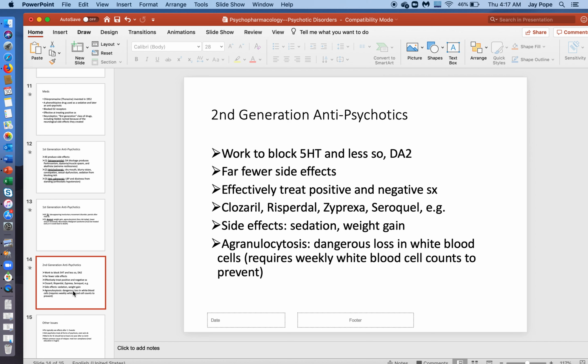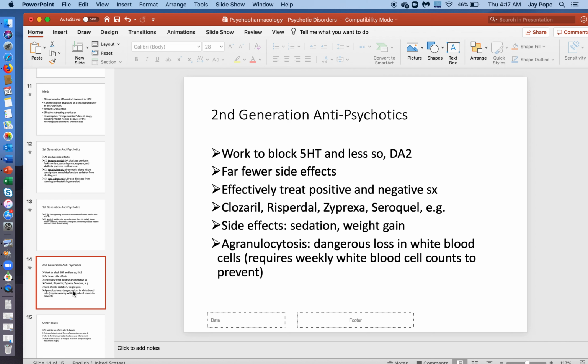These drugs have a couple of benefits. Number one, they have far fewer side effects. Number two, and perhaps most importantly, is that whereas the older generation of drugs only worked well to treat the positive symptoms of schizophrenia, the second generation of drugs works really well to treat both the positive and the negative symptoms of schizophrenia. Examples of these include Clozaril, Risperdal, Zyprexa, and Seroquel.